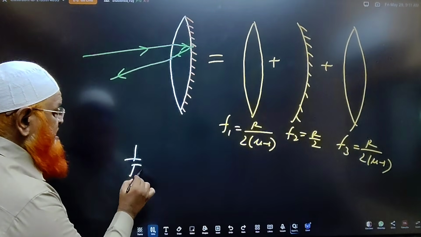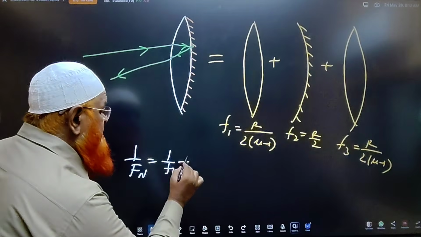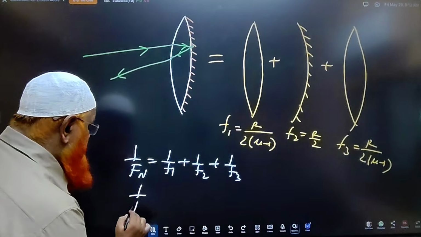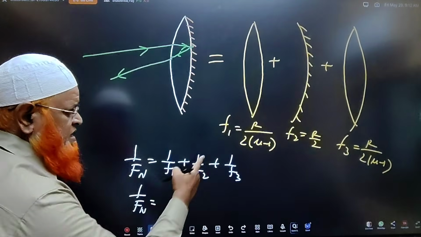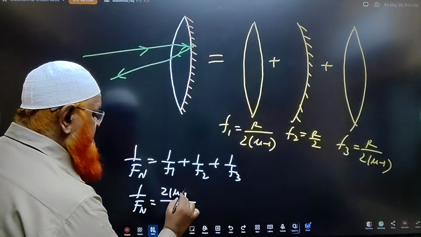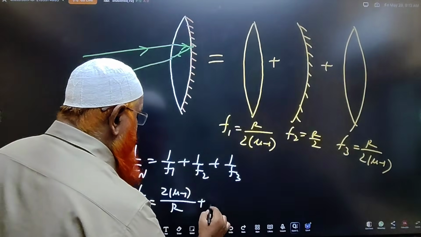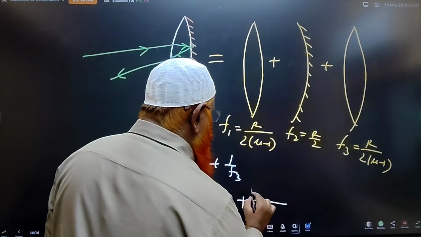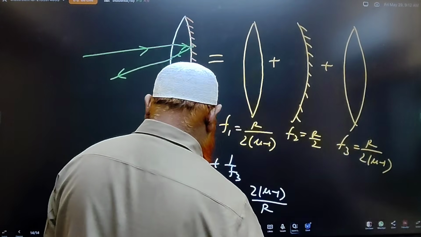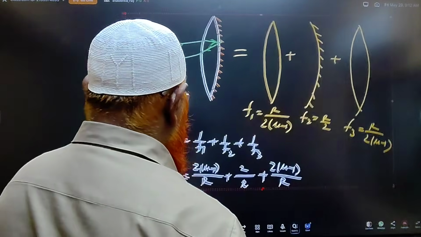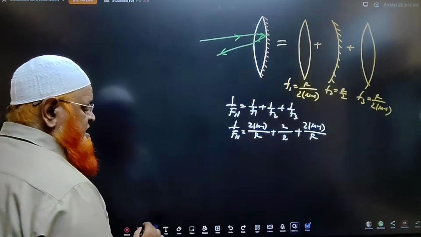1 by f net is nothing but 1 by f1 plus 1 by f2 plus 1 by f3. Here 1 by f1 we write with denominator r, 2 into (mu minus 1), plus 1 by f2 is nothing but r by 2, plus again r in the denominator, 2 into (mu minus 1). Hope you understand now? So this is the formula we have to apply here. Then what is the final result you are getting?